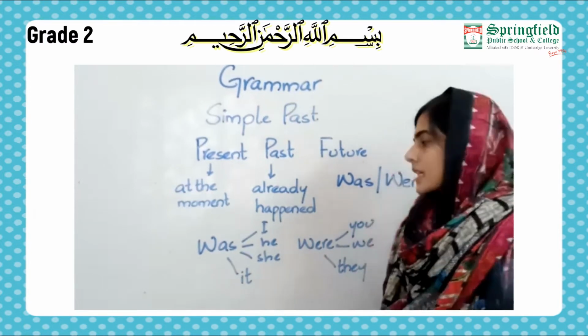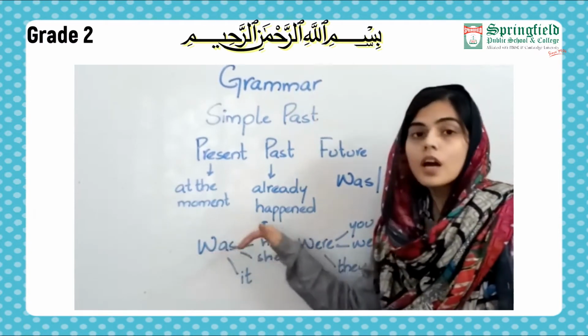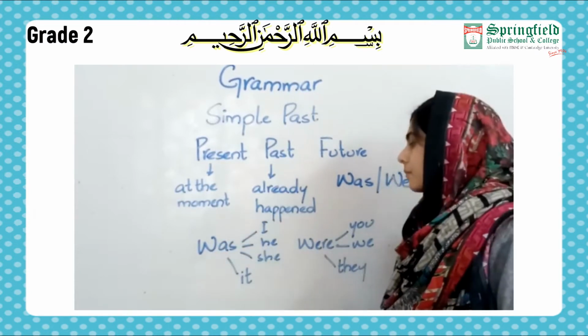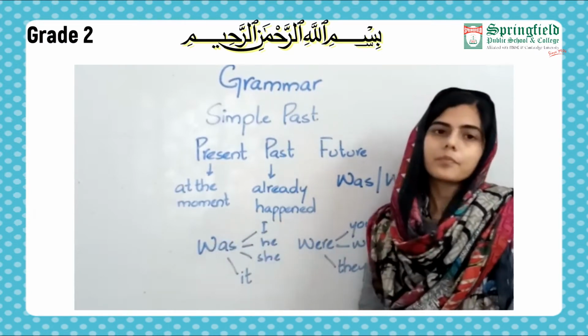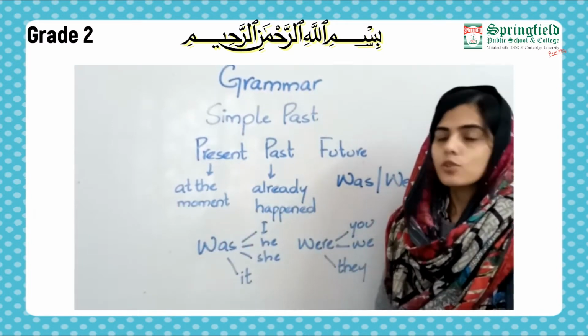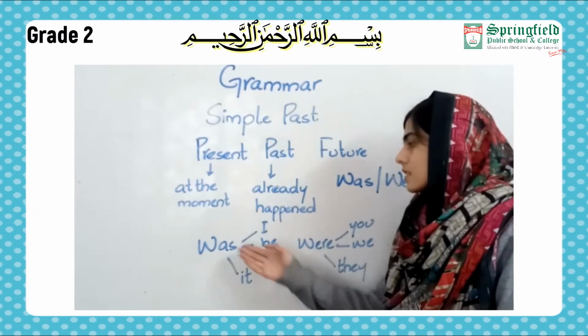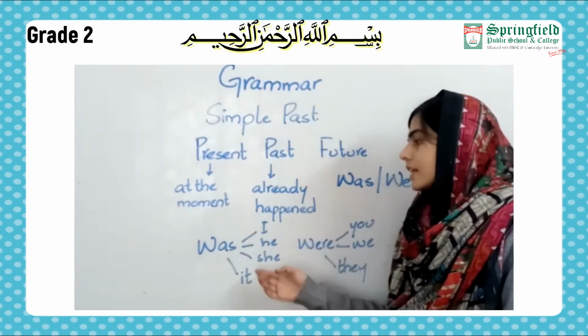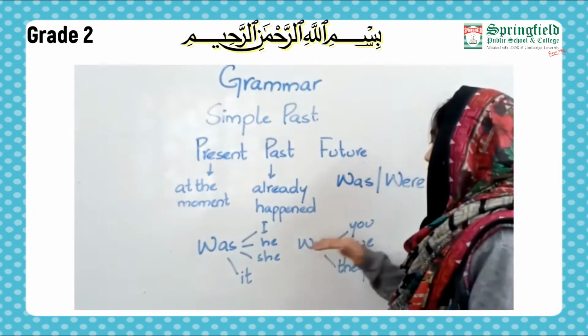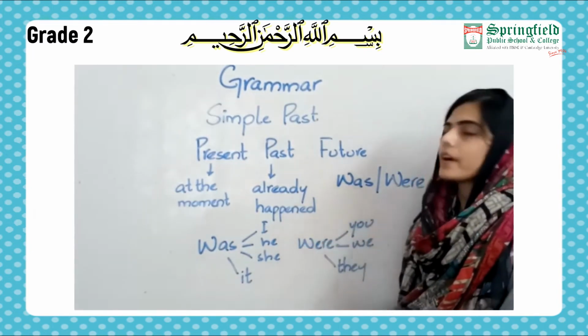Now, let's make a sentence. I was hungry. He was tired. She was sleepy. It was raining. So these are the sentences where we are using I, he, she and it, and they take was as a helping verb. Moving forward towards were.